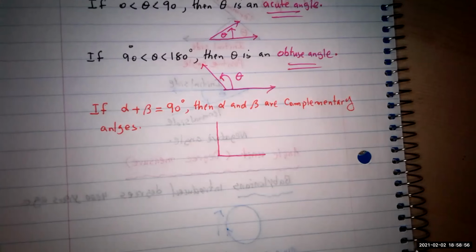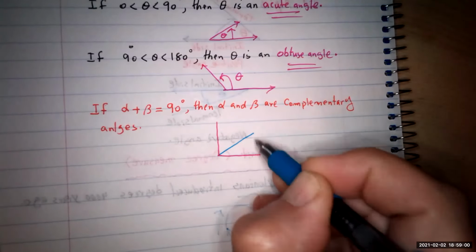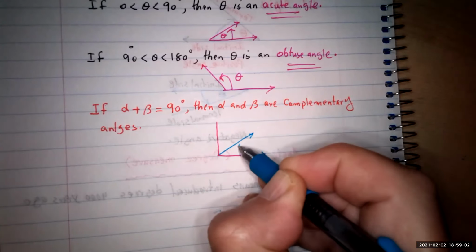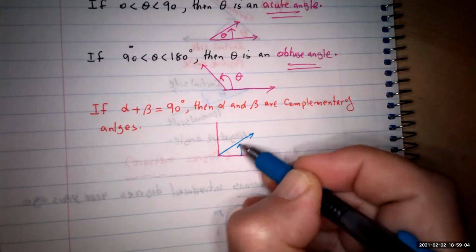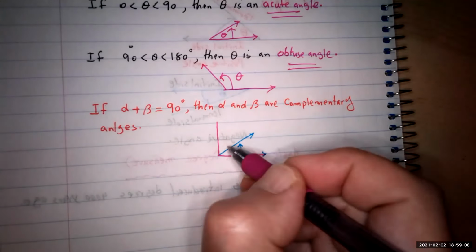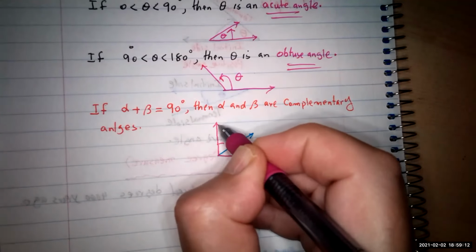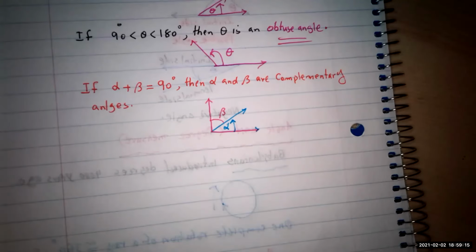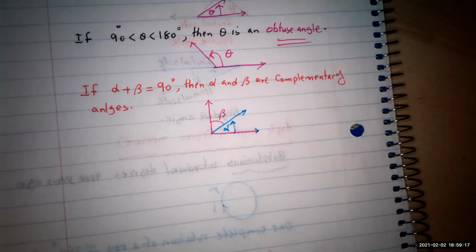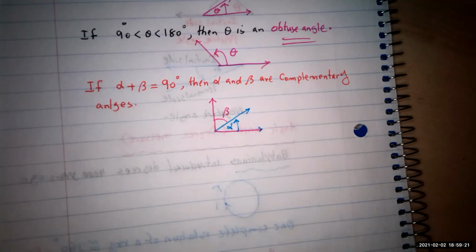So if you get a line here, you see this is one angle. This is going to be an alpha if you like, and this part is going to be your beta. As you can see, if you add them together, you get the total one, which is 90 degrees. So one of them is the complement of the other one, if you like.